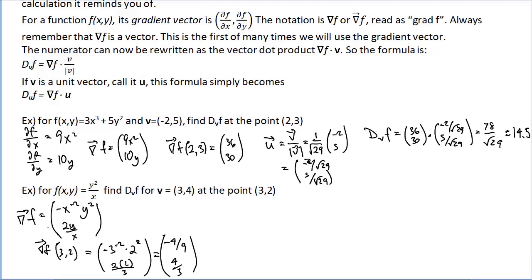Next, we need the unit vector. I like to find that first. The unit vector is just going to be v, and then we're going to divide by its magnitude. So the magnitude of v, it's 3, 4. So 3 squared plus 4 squared is just 25. So this is just 1/5 times the original vector. And of course, that simplifies to 3/5, 4/5. So there's a unit vector.